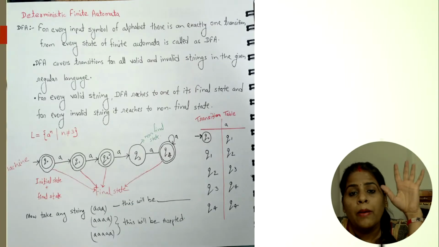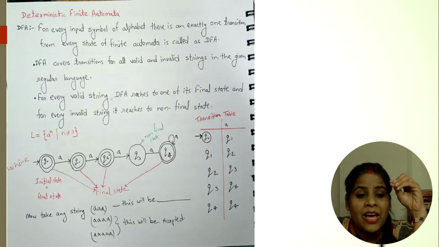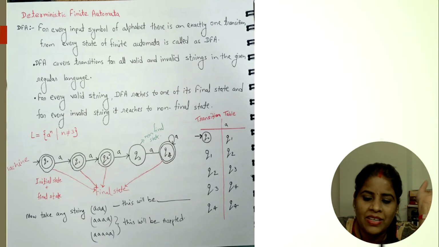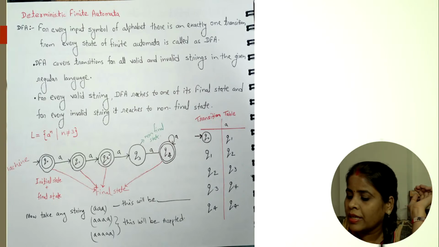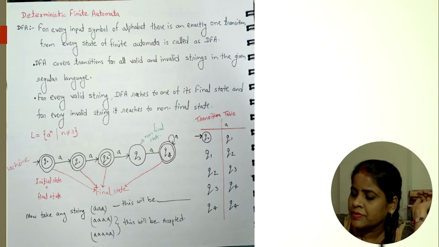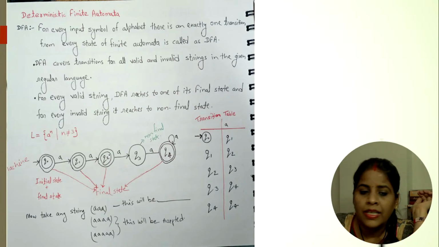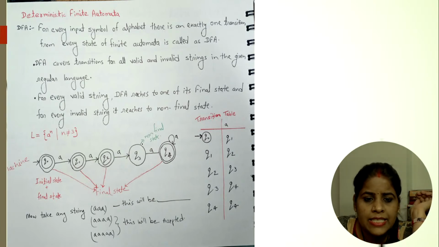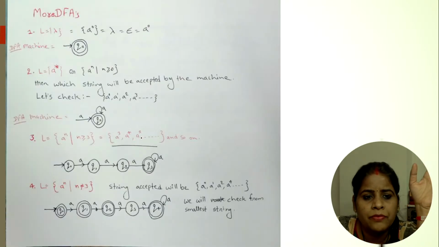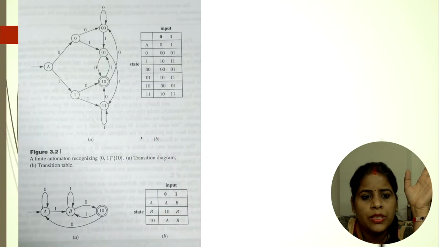NFA. Please keep patience for 5 minutes, and after that I will start. Deterministic finite automata: this is the initial state, these are final states, this is a non-final state. We have all done with this. Now come to the NFA.